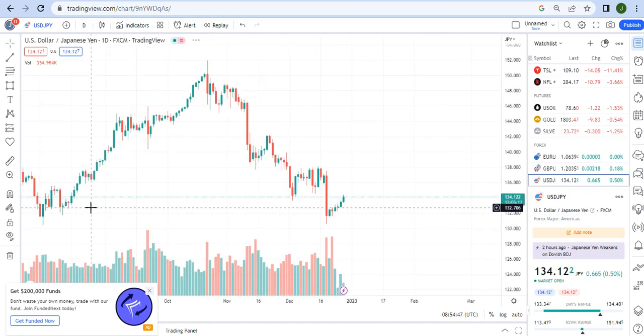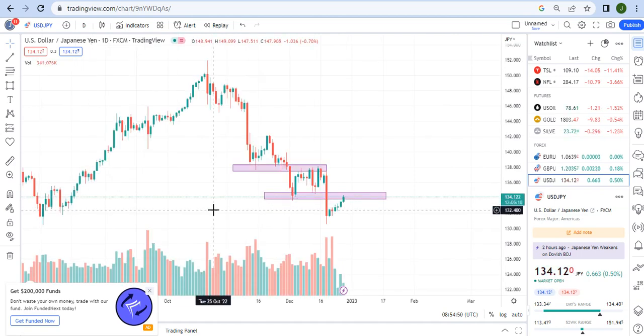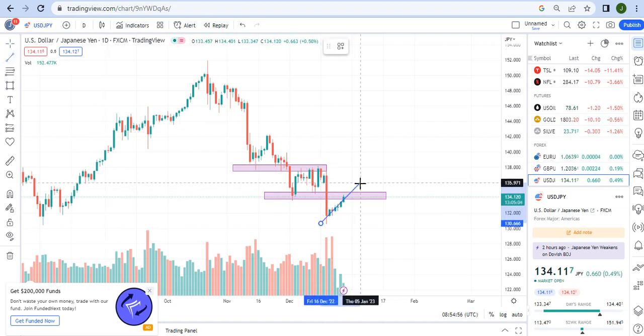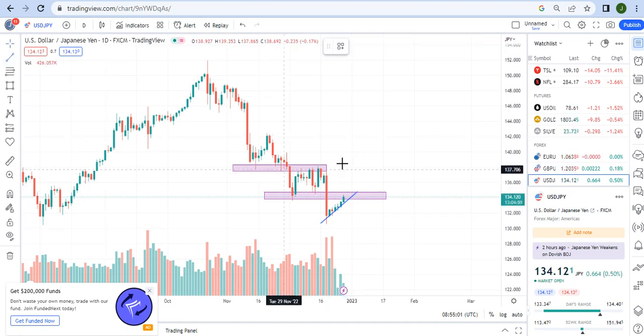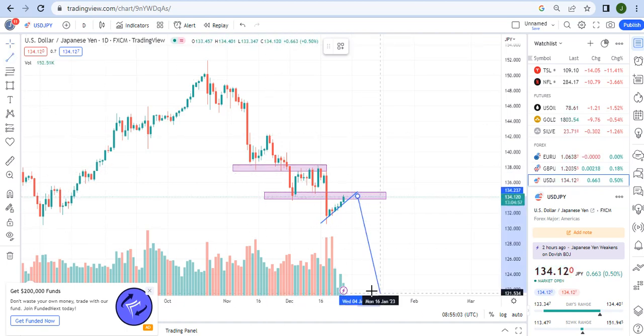But on the daily time frame now, market is up. I'm expecting it to create another lower low. You can see, let me show you, it has created higher high now. Okay, then what I'm expecting next is for it to create another lower low.